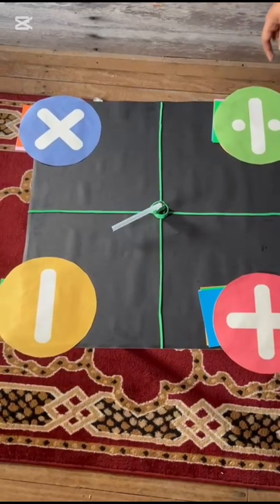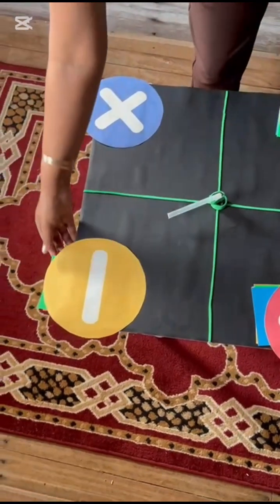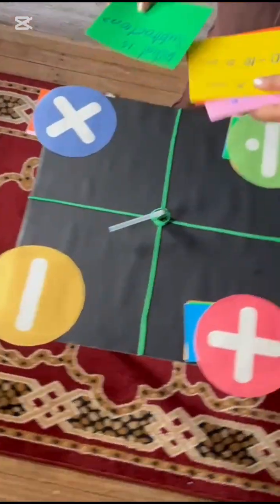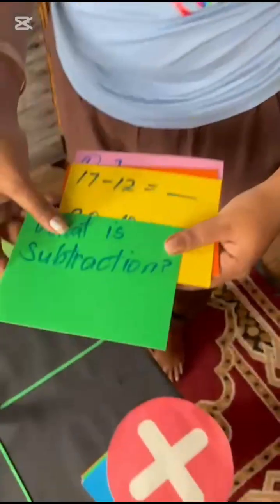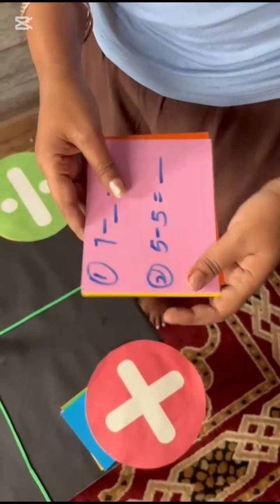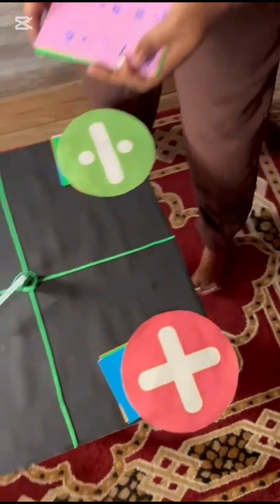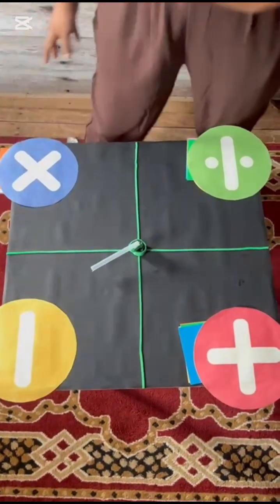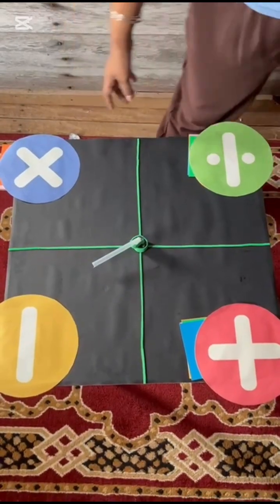And the last one we have is subtraction. Again, we have some word cards that they will go through. Whichever one they choose, they will answer. Now, this game will be interactive, because it will give the children a reason to play.